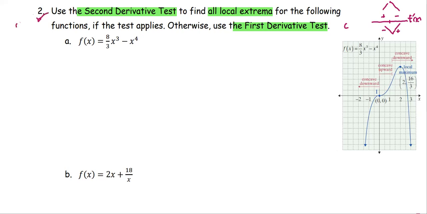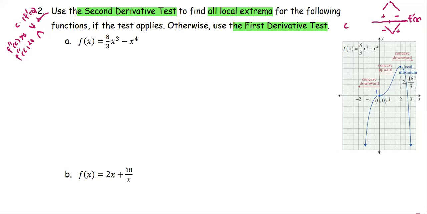First, find the critical value c from f prime equals 0, and then use the c in the second derivative to see whether the sign of f double prime at c is positive or negative. If positive, it gives you a local minimum. If negative, it gives you a local maximum. So let's start with the second derivative test, as the instruction provided.